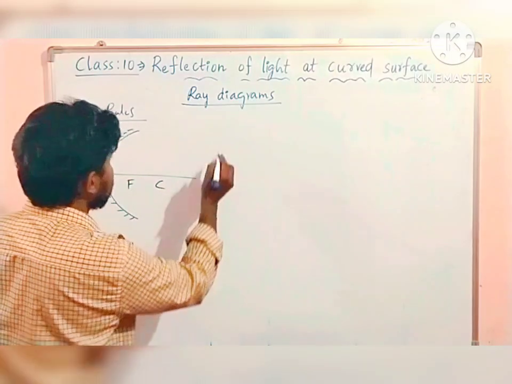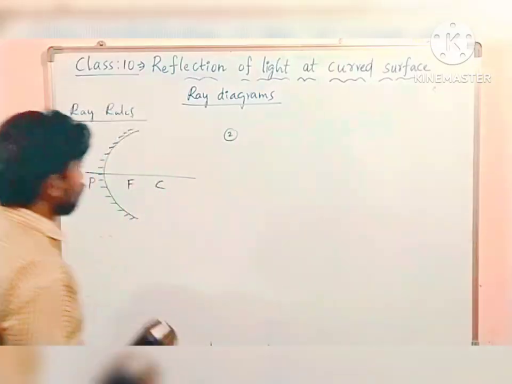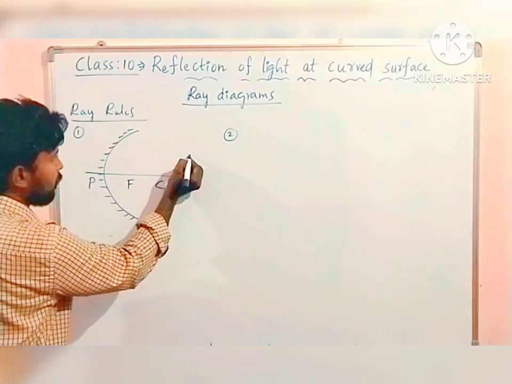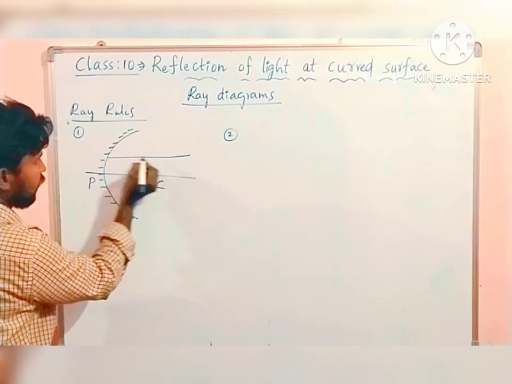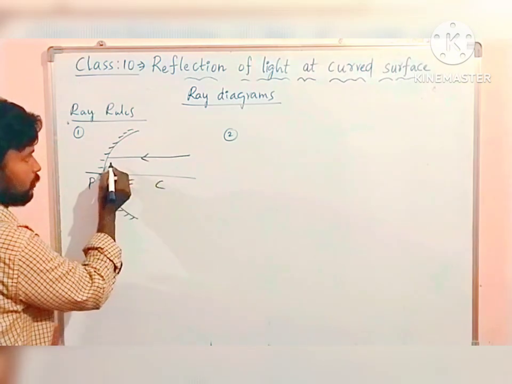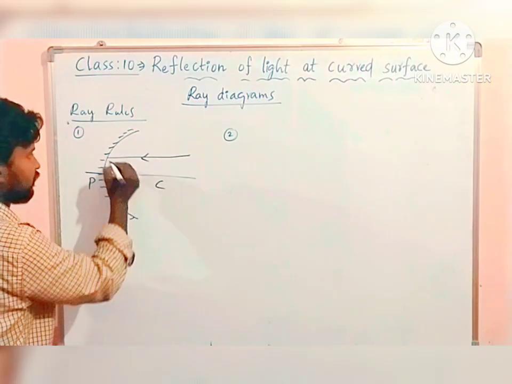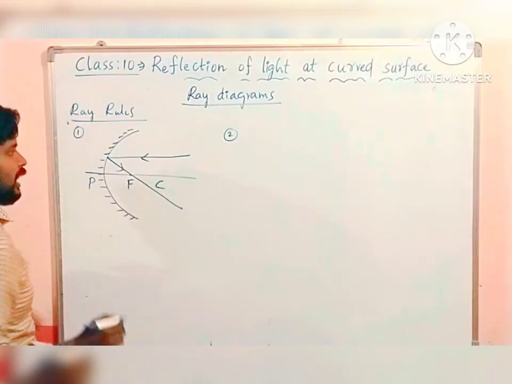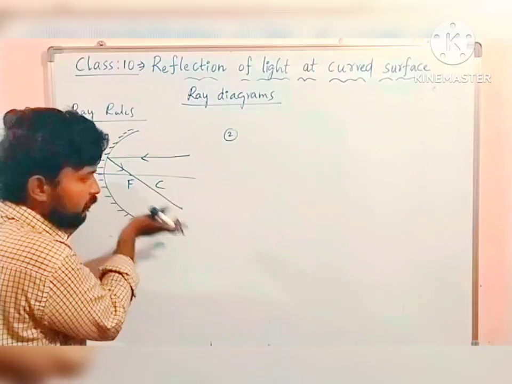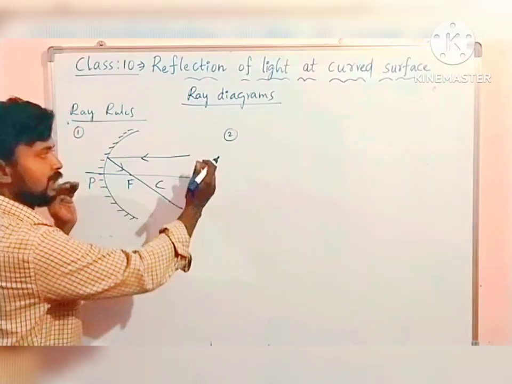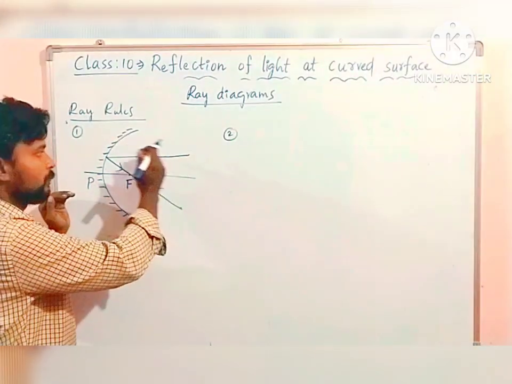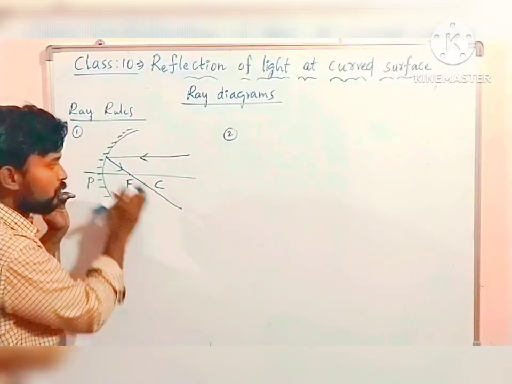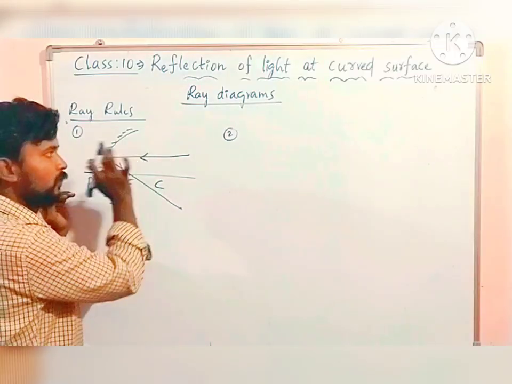Next thing is rule 2. Here it is rule 2. And look here, first rule 1. Rule 1 says that when a light ray passes parallel to the principal axis, light ray parallel వచ్చిన principal axis నుంచి, after reflection it moves through the focus. Parallel వచ్చే light ray after reflection focus నుంచి వెళ్ళిపోతుంది. This is rule 1.